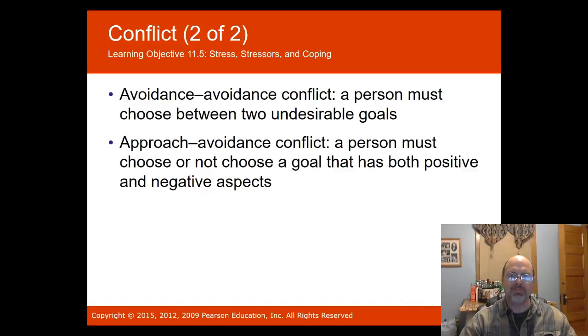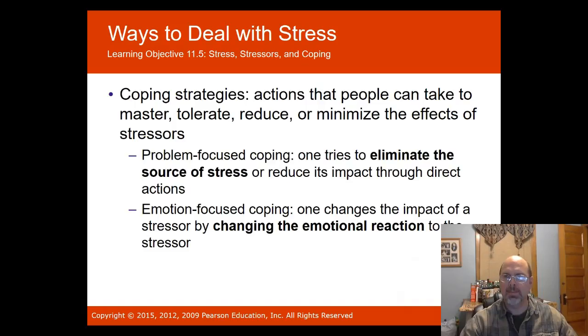Approach avoidance conflict. A person must choose or not choose a goal that has both positive and negative aspects. So in other words, getting married. So they both have positive and negative. It's a wonderful thing to get married, but oh, I'm going to lose some of my freedom. So that'd be approach avoidance conflict.